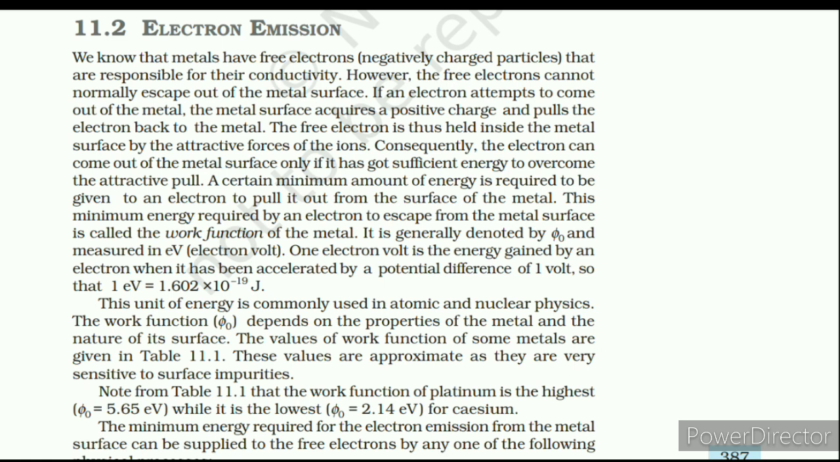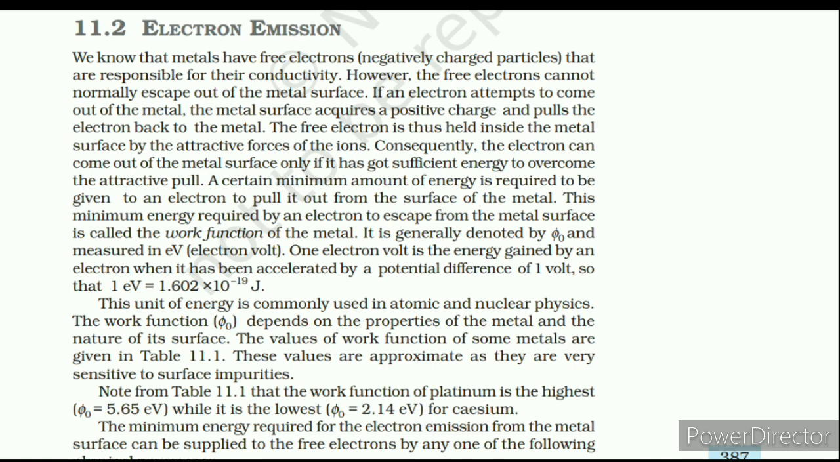Consequently, the electron can come out of the metal surface only if it has sufficient energy to overcome the attractive pull. A certain minimum amount of energy is required to be given to an electron to pull it out from the surface of the metal. This minimum energy is called the work function. Note from Table 11.1 that the work function of platinum is the highest while it is the lowest for cesium.